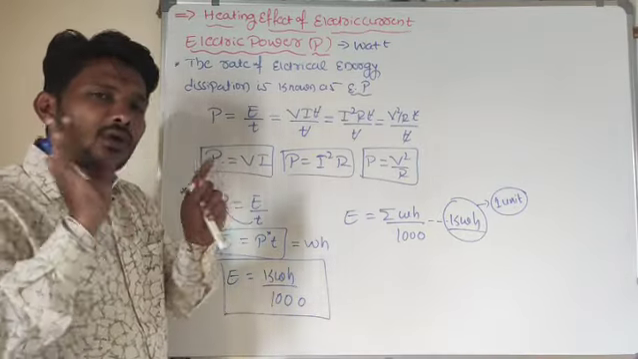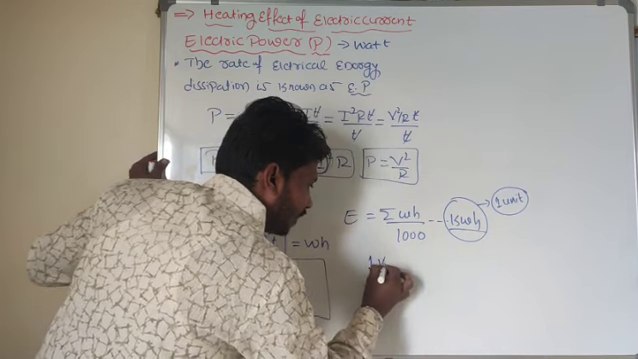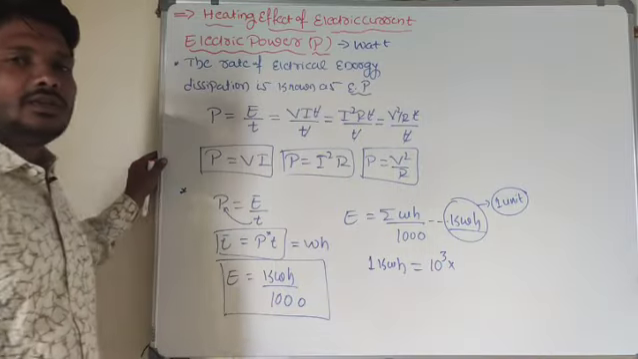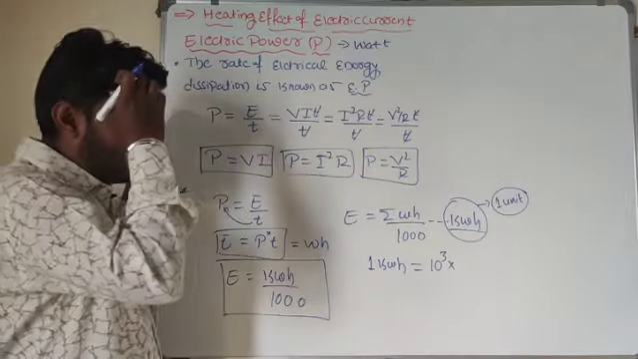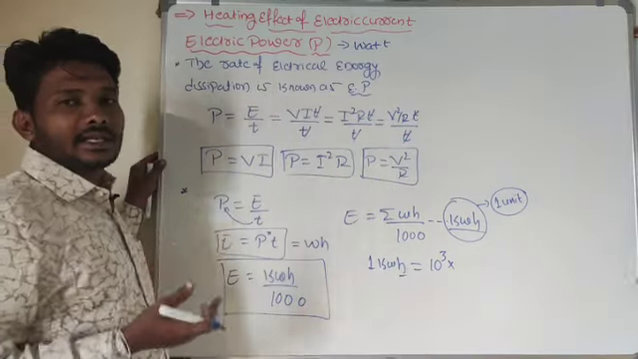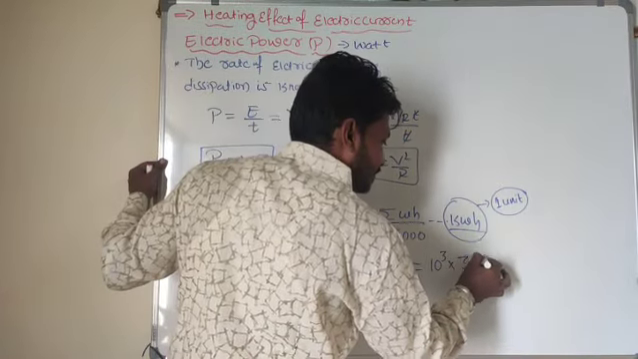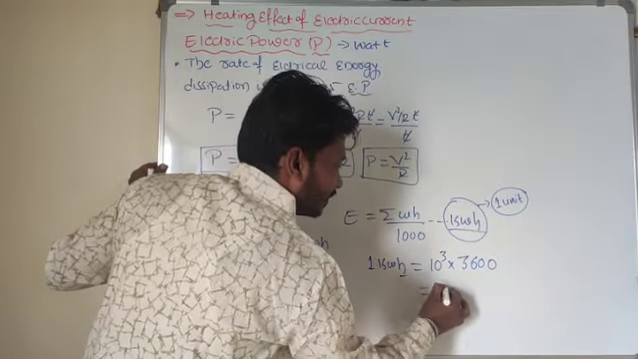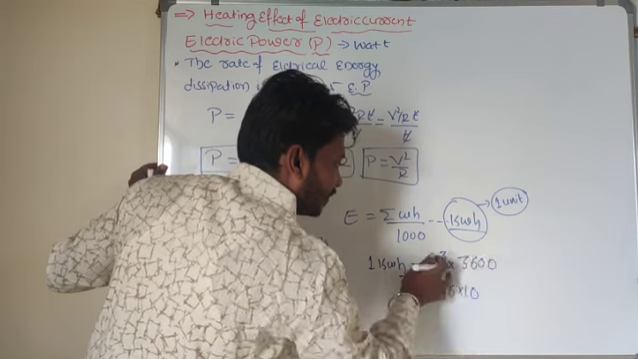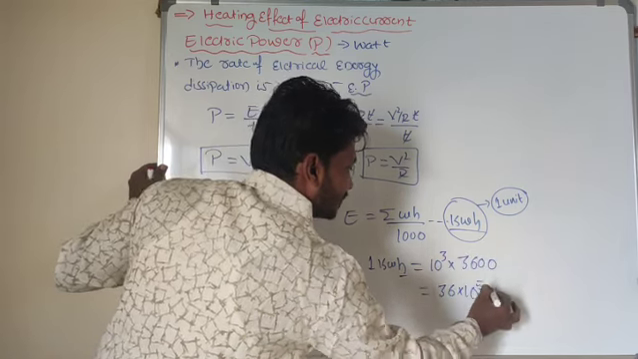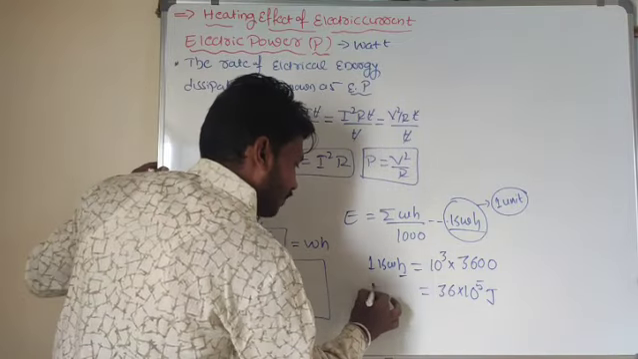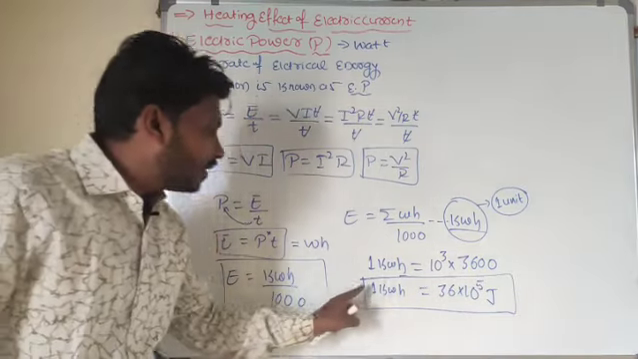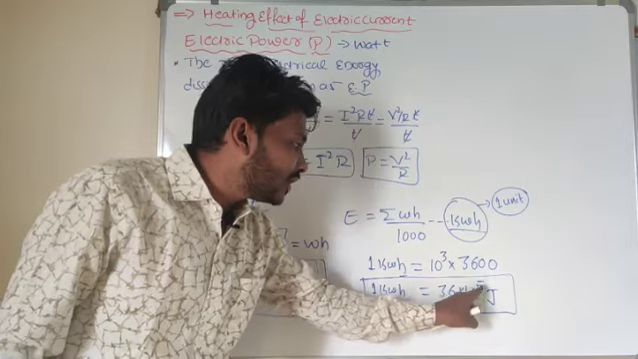1 kilowatt hour is equal to how many joules? Look at here, 1 kilowatt hour. 1 kilo means what? 10 to the power of 3. So 1 kilowatt means 10 to the power of 3 watt here. Hours means how many seconds it consists of? 1 hour means 3600. So I can consider this as 36 into 10 to the power of 5 joules here. 1 kilowatt hour is equal to 36 into 10 to the power of 5 joules.